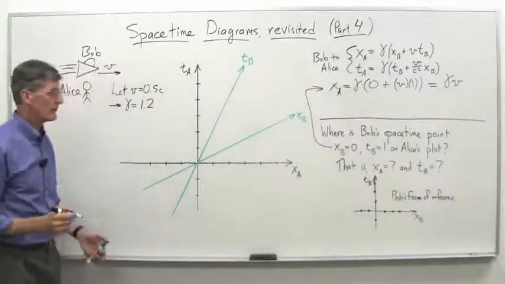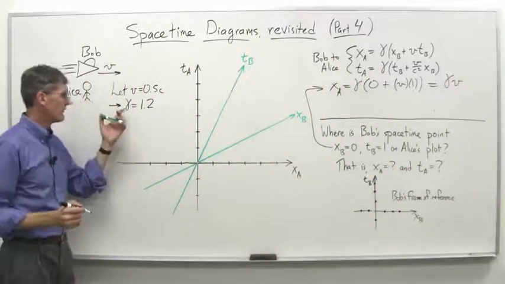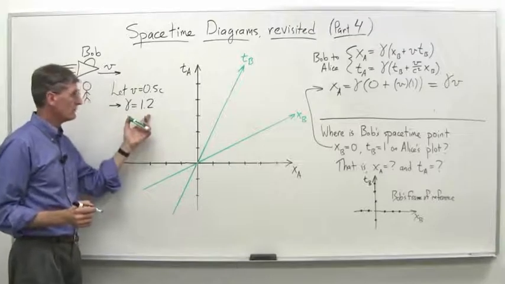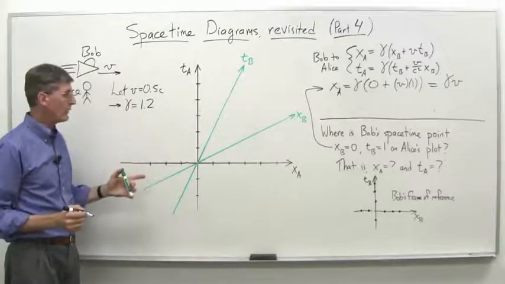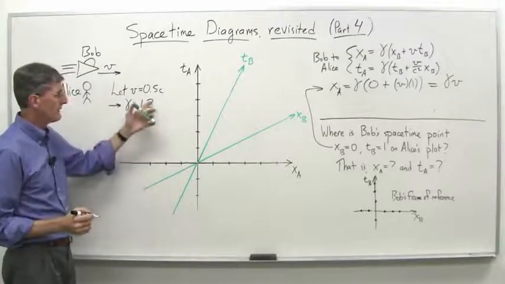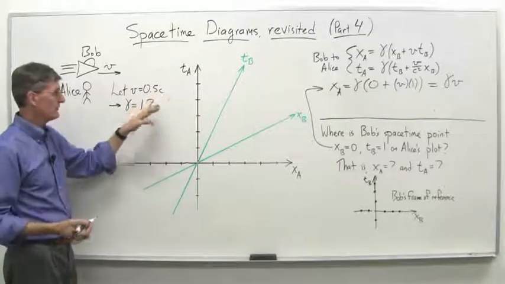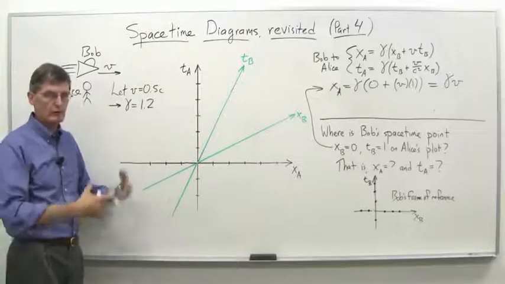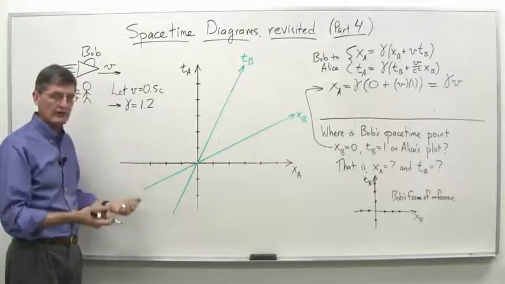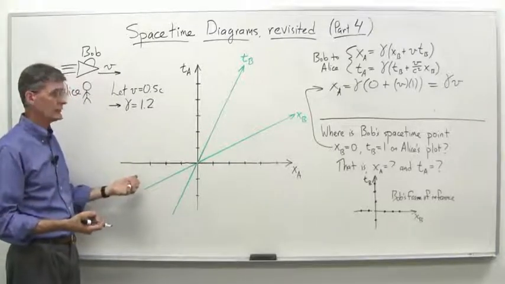And in fact, let's put some numbers in here for that. If gamma is 1.2 and v is 0.5c, and remember c is the speed of light, of course, and we're using it in units of light years per year, so it just has the value 1 very nicely for us.